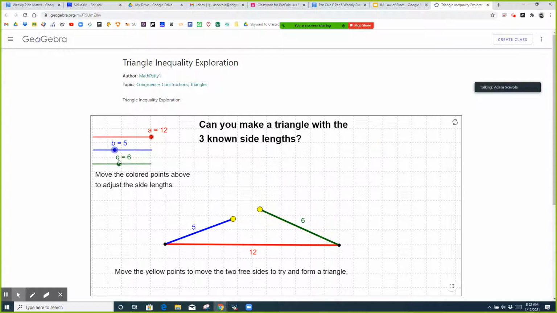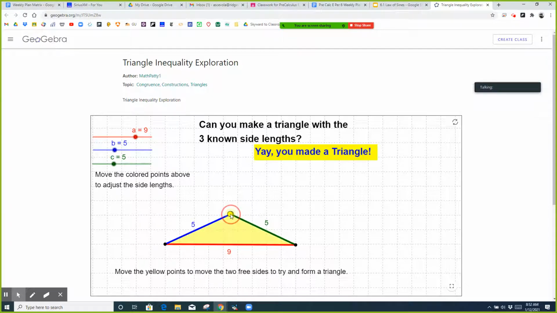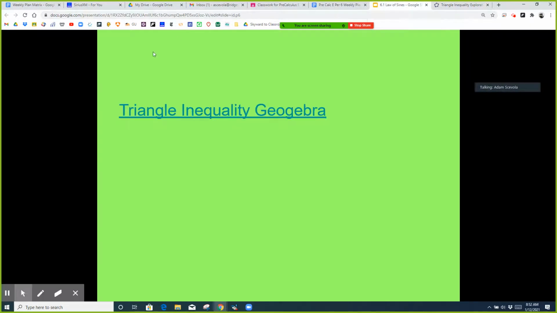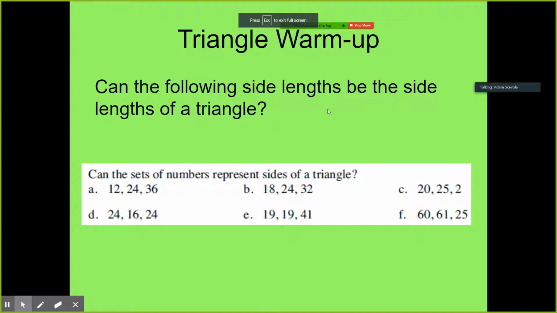But let's say I made this 5 and 5, and this side was 9. That would make a triangle because 5 plus 5 is bigger than 9. But as soon as I made this side 10, so that the two other sides don't add up to be more than the third side, they're not long enough to reach each other. So in order to make a triangle, you need to make sure any two of the sides add up to be more than the third side.